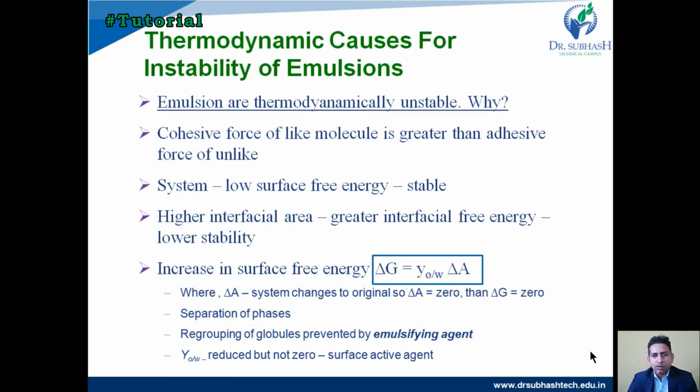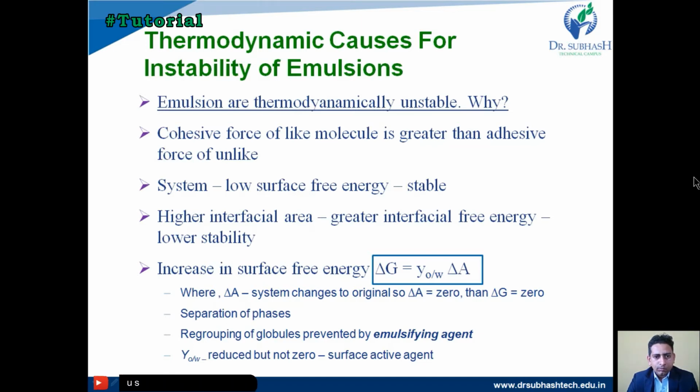Then the thermodynamic cause for instability of emulsion. See, an emulsion is thermodynamically unstable. So here we are going to discuss why it is unstable. In an emulsion, the cohesive force of like molecules is greater than the adhesive force of unlike molecules. In an emulsion there are two phases, the oily phase and the aqueous phase. Oil particles always have a tendency to come together. So there are always higher chances of phase separation when two opposite phases come together.